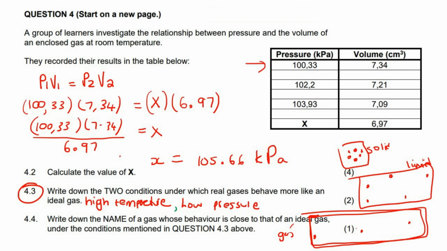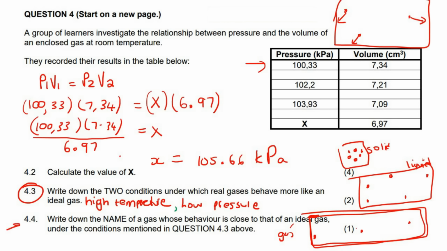Remember, when the volume of a container is very big, the pressure is very low, because pressure is when the molecules are bumping into the sides of the container. If the container is very big, the pressure is going to be very low. So if you want something to behave like a gas, give it high temperature and a very low pressure.